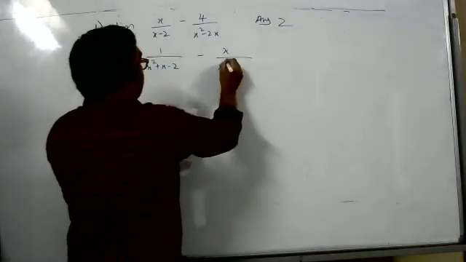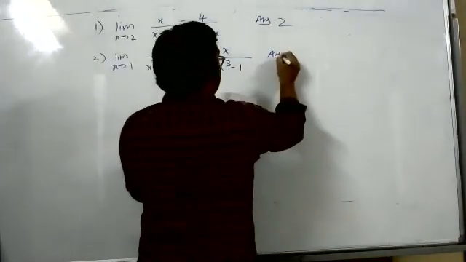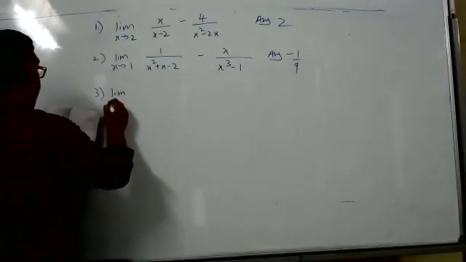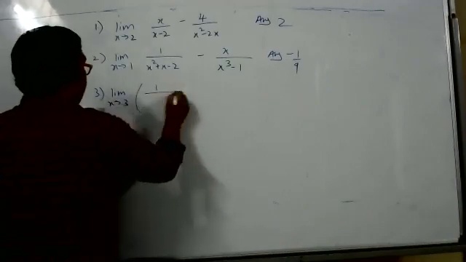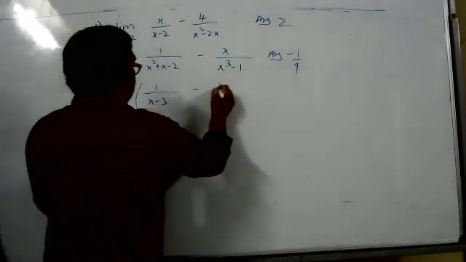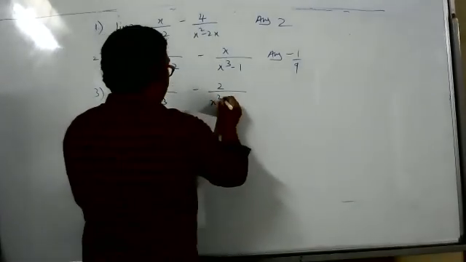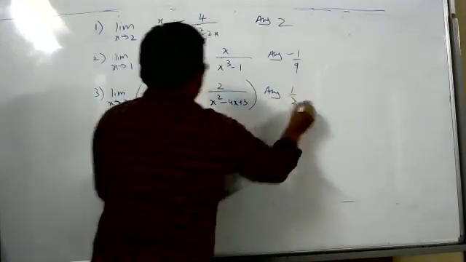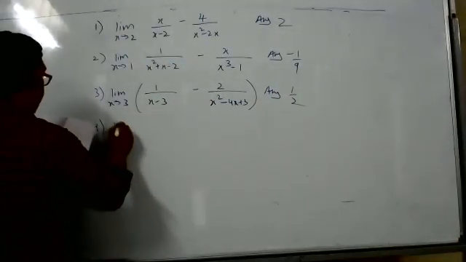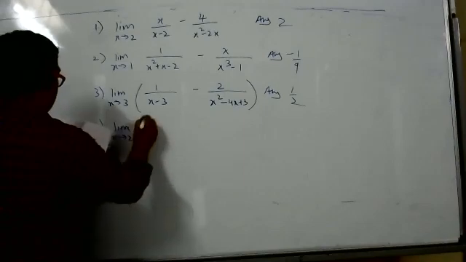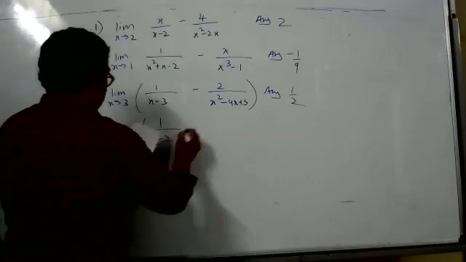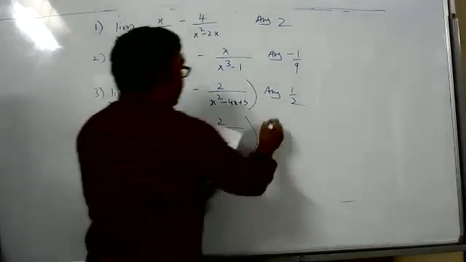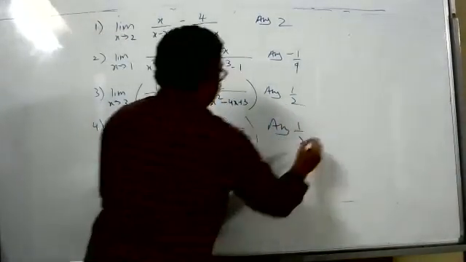Second question, limit x tends to 1, 1 by x square plus x minus 2 minus x by x cube minus 1. Answer is minus 1 by 9. Third sum, limit x tends to 3, 1 by x minus 3 minus 2 by x square minus 4x plus 3. Answer is 1 by 2. Fourth sum, limit x tends to 2, 1 by x minus 2 minus 2 by x square minus 2x. Answer is again 1 by 2.